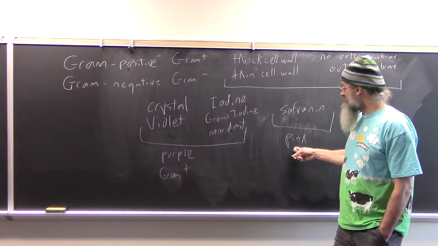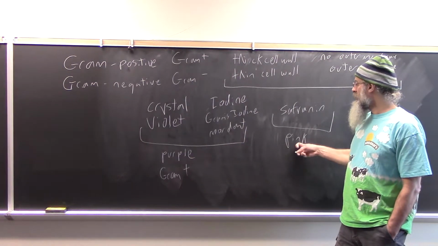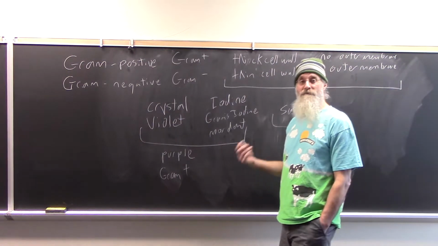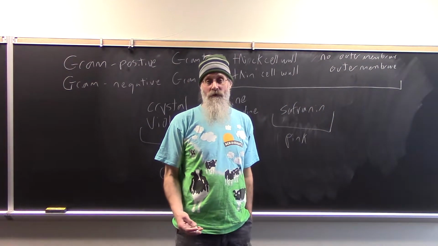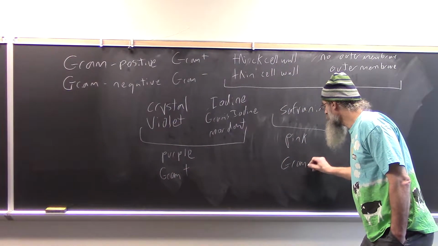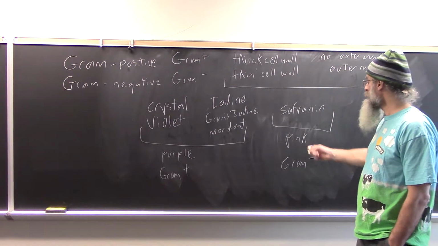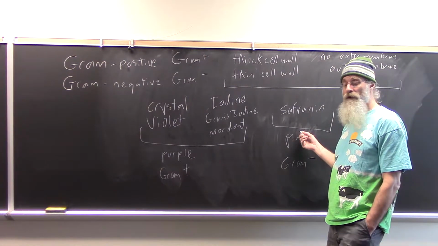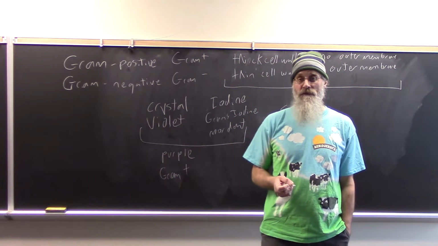On the other hand, if you have removed the purple color, when you add the safranin, you will now have pink cells, and you can at least see your cells. You can see that they're there. And this pink color is an indication of gram-negative. So pink gram-negative, so for example, E. coli. Purple gram-positive, for example, Staphylococcus aureus.